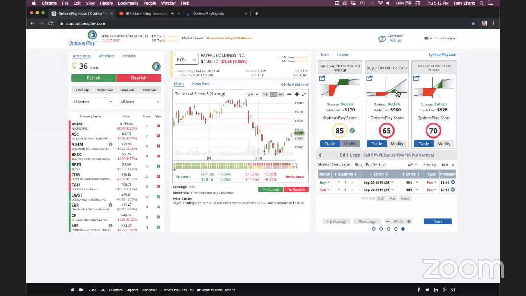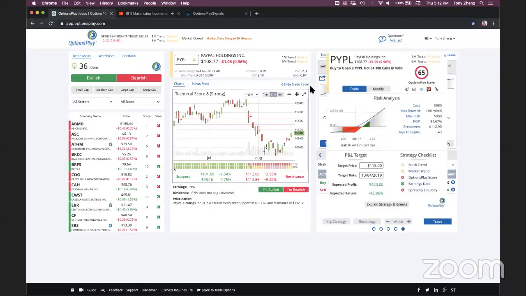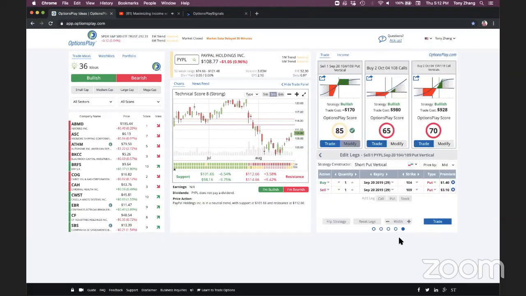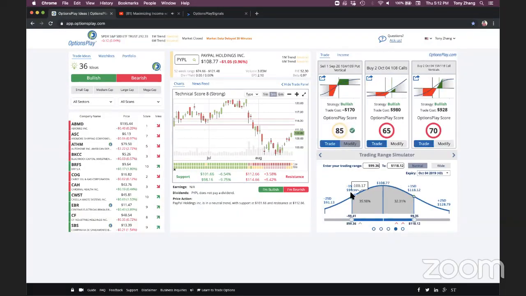So what we do is look at what is a realistic trading range of PayPal between now and October 4th, and we show you what that expected trading range is. And we see what is the max reward you can get in this range, and what is the max risk in that range, and we weight them against each other. As you can see, the Options Play score here is not very great, because even if the stock rallies to 108, the gain is not really much to offset the relatively high probability of you losing $980.